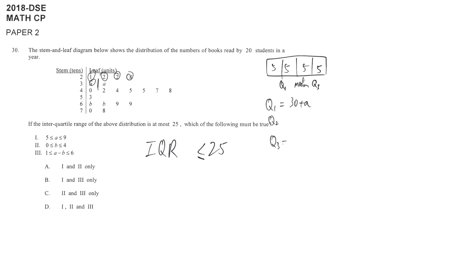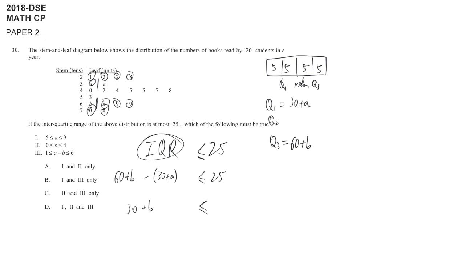Q2 is not needed. Q3, and then 1, 2, 3, 4, 5. So they're talking about 60 plus B is Q3. By using this information, that means 60 plus B, Q3 minus Q1, is at most 25. It gives us some relation between A and B. So if we multiply both sides by negative, this is 5, this is A minus B, and don't forget to change the direction.